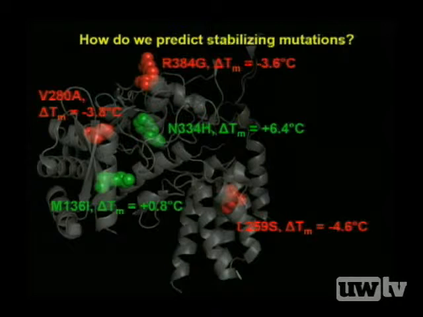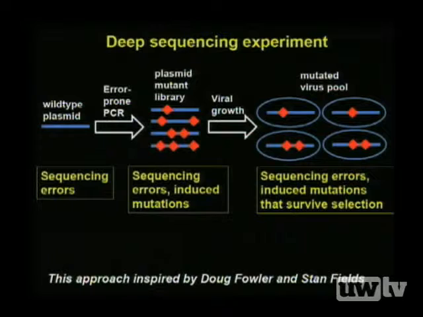And there's nothing obvious to us when we look at the structure. So we haven't really had a lot of success with structure-based prediction. So we're instead trying an approach which has been very much inspired by Doug Fowler and Stan Fields, who are a couple of my colleagues in the genome sciences department. And this approach takes advantage of an area which has gotten a lot easier to do in recent molecular biology, and that's sequencing.